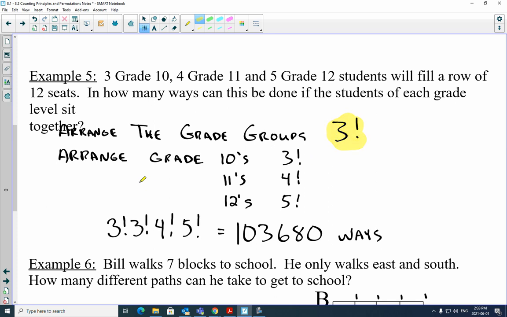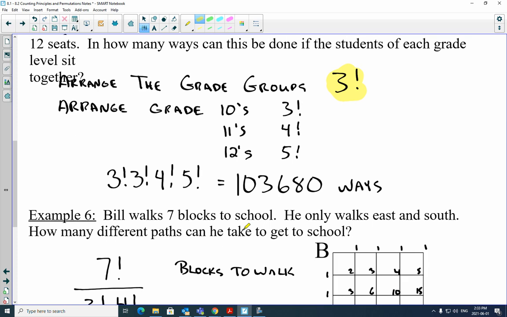Then within those grades, you have 3 10s, 4 11s, and 5 12s. I can arrange the 10s 3 factorial, the 11s 4 factorial, and the 12s 5 factorial. So then what you do is this and this and this and this. Again, because you're doing "and," it's multiplication. So you find out there's 103,680 ways to arrange all those kids.